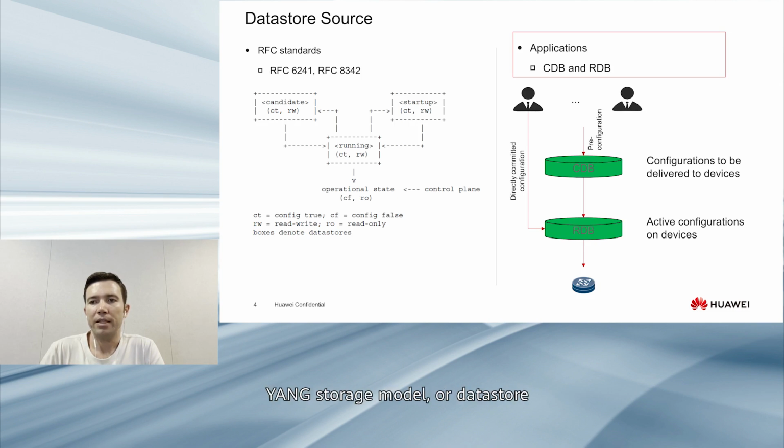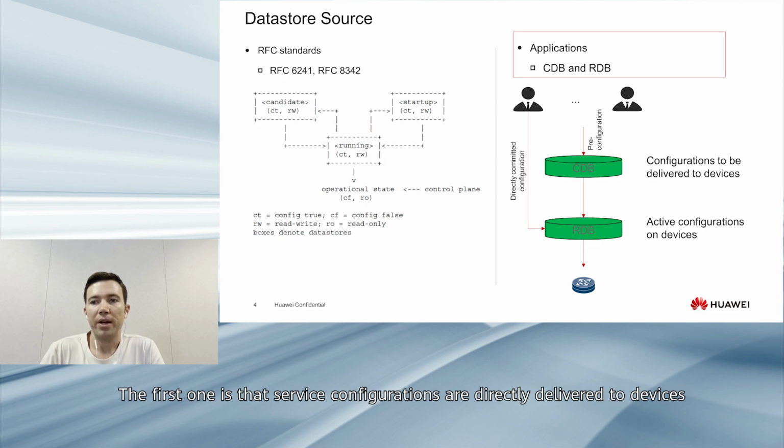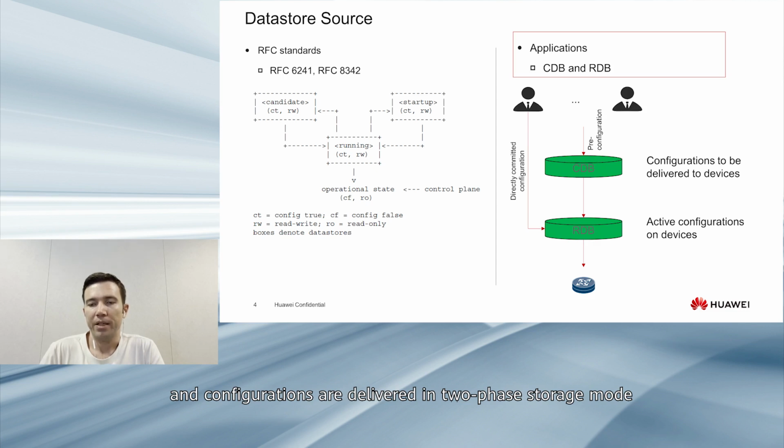Let's start with the first part, Yang storage model, or data store, which complies with RFC 6241 and RFC 8342. These standards define multiple database modes such as CDB, RDB, and startup database. Currently, the NCE controller mainly involves the CDB and RDB. The storage process is classified into 2 types. The first one is that service configurations are directly delivered to devices and saved to the RDB. The other one is that devices are configured and configurations are delivered in two-phase storage mode. In the first phase, configurations are saved to the CDB, while in the second phase, they're delivered to devices and saved to the RDB.